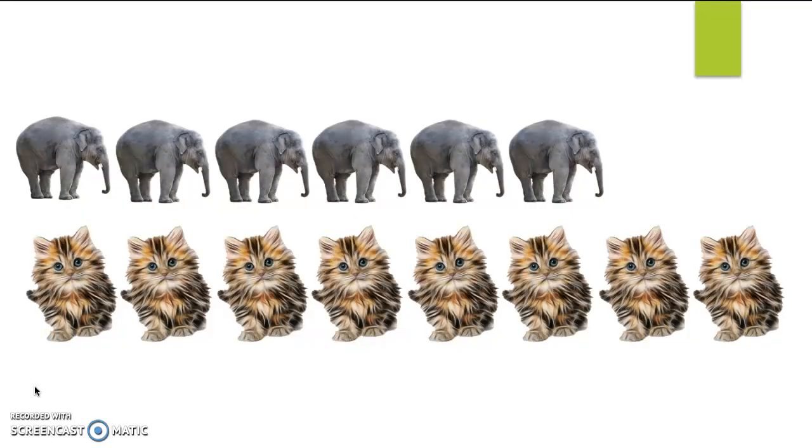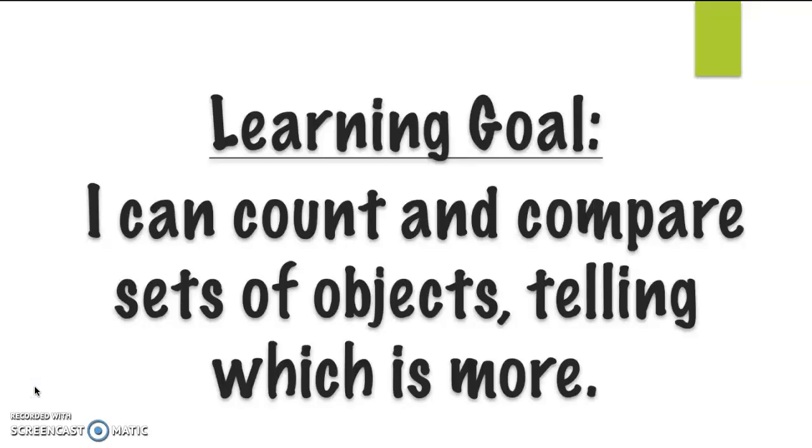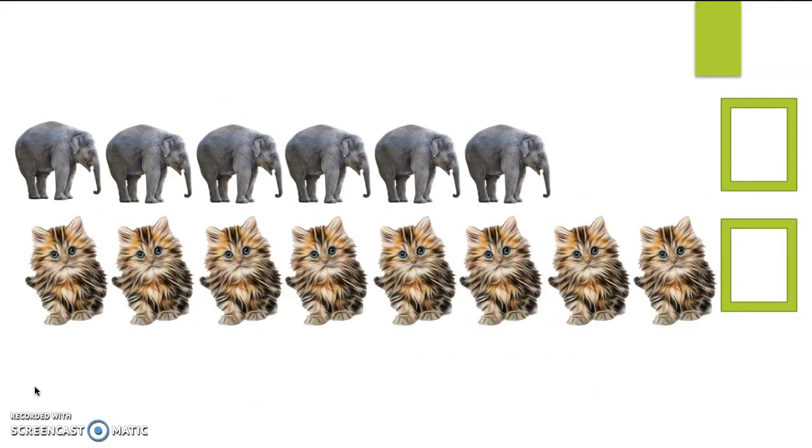I'm so glad they came over because our learning goal for today says, I can count and compare sets of objects, telling which is more. Let's look at our elephant and kitty friends. Now they are in a nice straight line, and it clearly looks like there are probably more kitties. But I don't know, because they're different sizes. Oh, yeah, that's a good idea. Let's count them individually and see how many are of each.